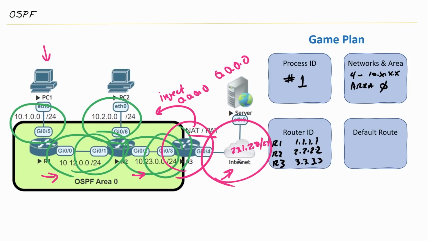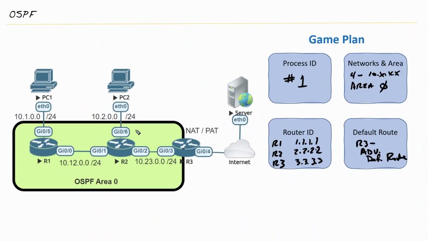So for our game plan, we also want to train R3 to advertise a default route into OSPF. And I'd like to chat with you about one more important aspect before we put in this configuration and verify that it works. And that is the concept of neighbors in OSPF.